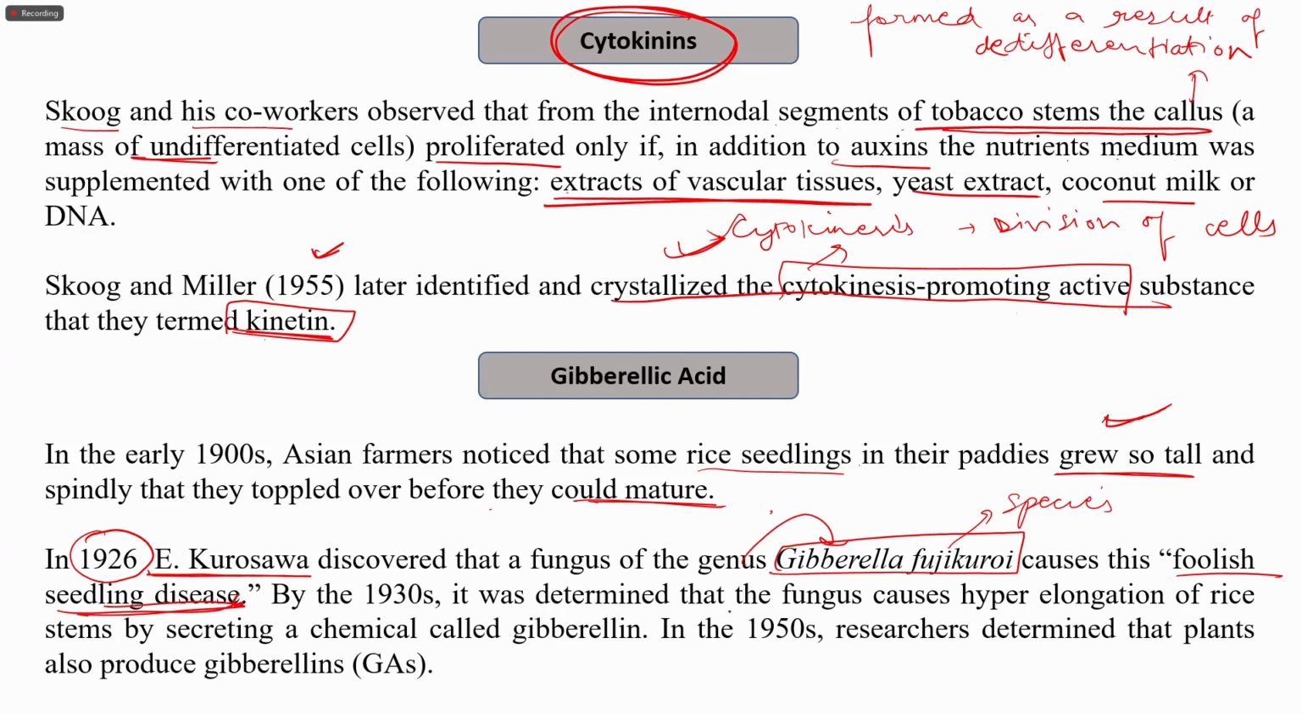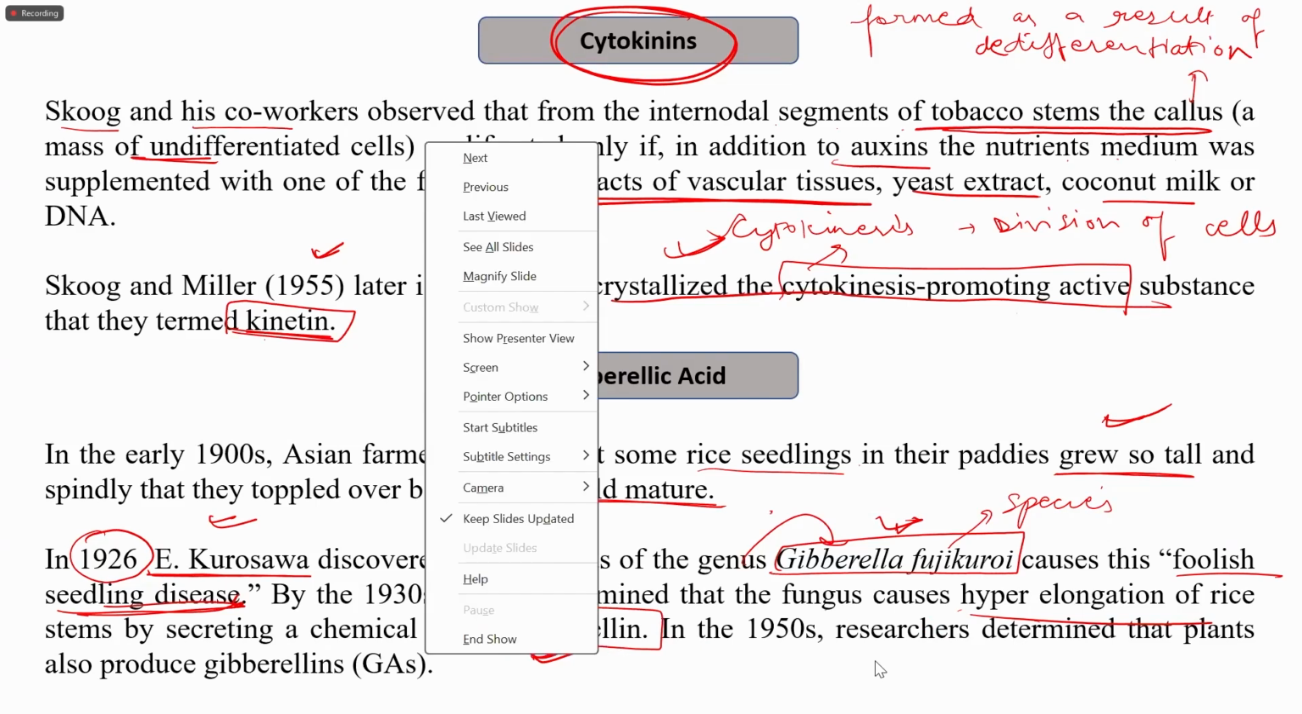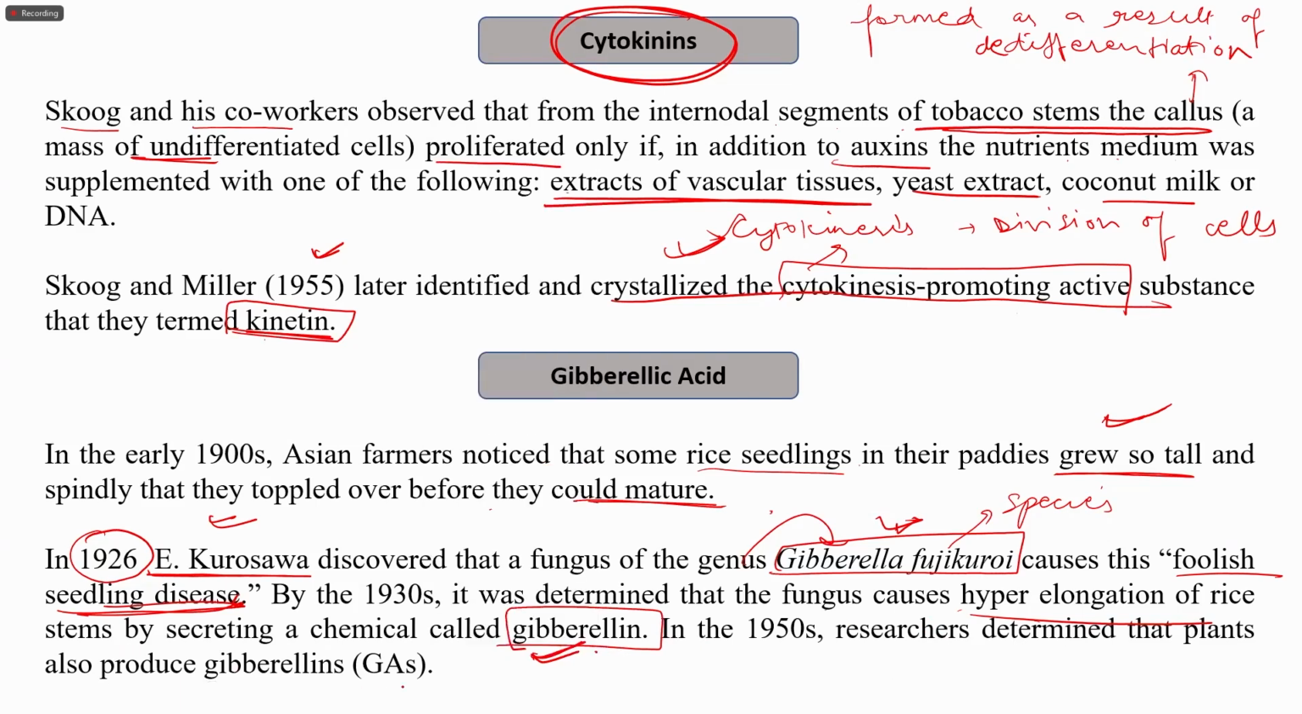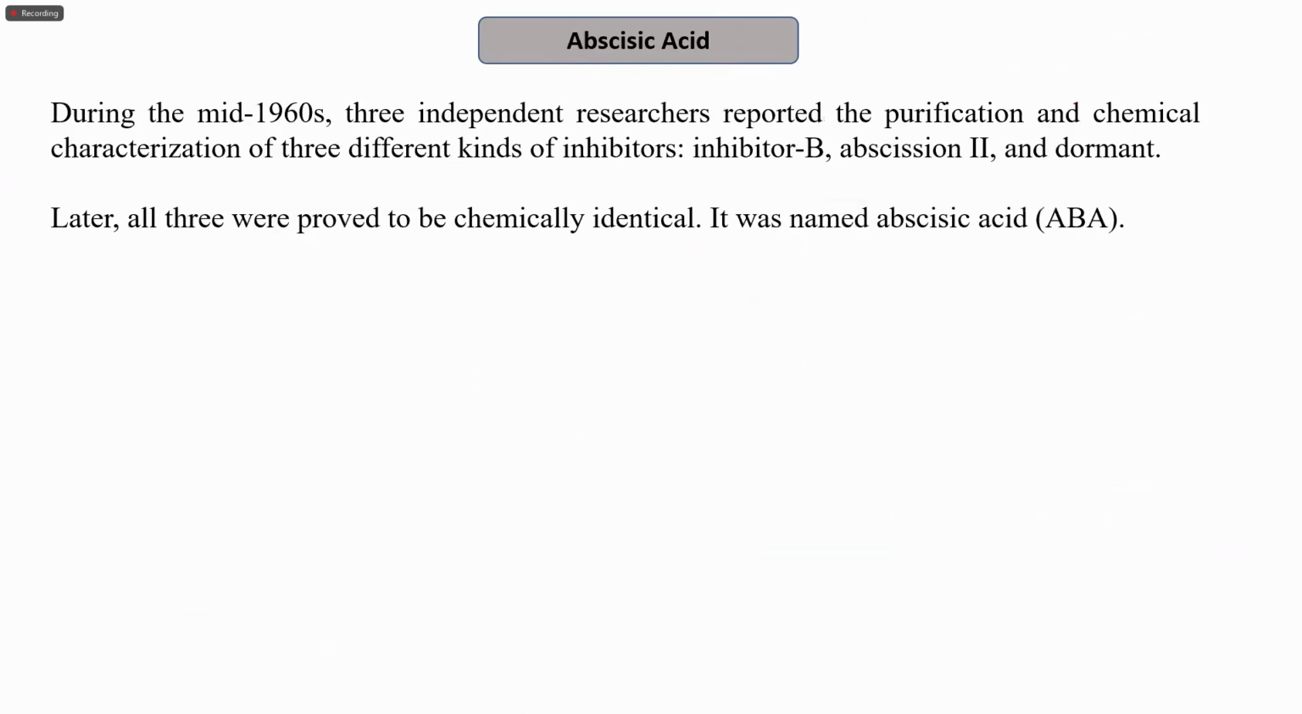By the 1930s, it was determined that the fungus caused hyperelongation of the rice stem by secreting a chemical called gibberellin. In the 1950s, researchers determined that plants also produce gibberellins, which are known as gibberellic acids, and many gibberellic acids have now been identified. So this is how the accidental identification of gibberellic acid happened.